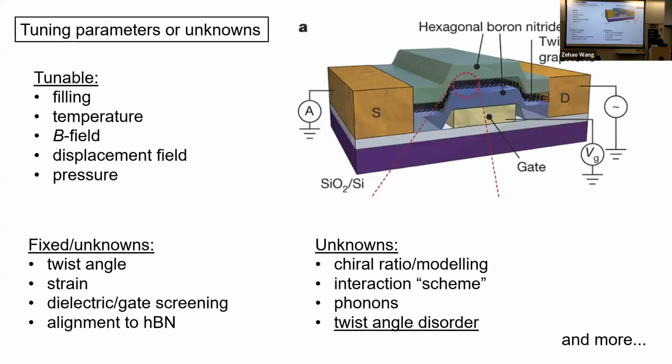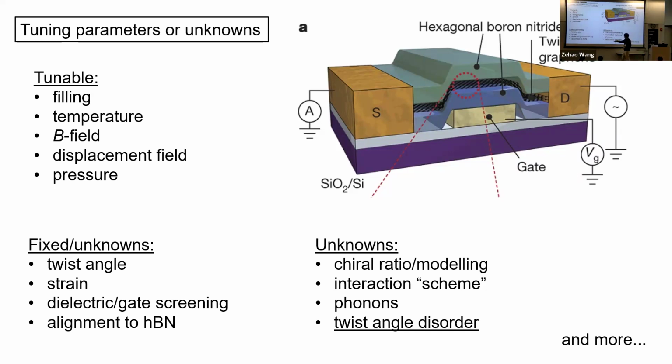And on this slide, I try to list some different factors or parameters that can help to maybe explain why all these samples are giving different results, right? So obviously, there are some things that are easy to control, right? These are things that can be tuned in situ. So an obvious one is the filling factor. You just change the gate voltage, you dope your system. Experimenters can change the temperature at which you do experiments. They can also apply fields, right? So you can apply a magnetic field, or you can apply a displacement field, even in some cases apply pressure.